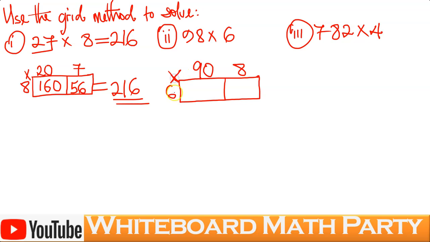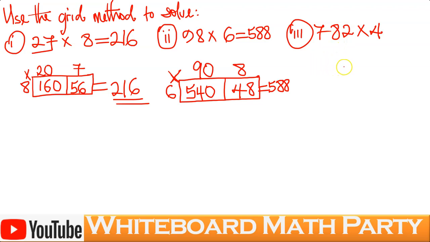Okay, so let's multiply. Now 6 times 9 is going to give me 54. Bring down the 0 to make it 540. And 6 times 8 is going to give me 48. Now I'm going to add 540 to this. 540 add 48 is going to give me 588. Okay, so 98 multiplied by 6 is 588. Simple. It's time to try it on a 3-digit number.